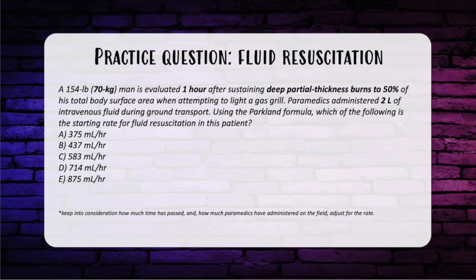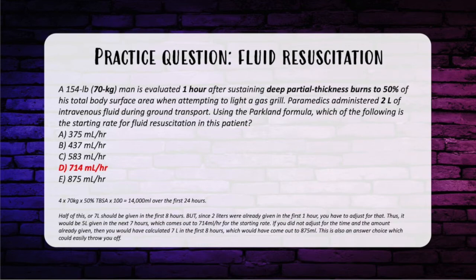So you're going to start with your Parkland formula. So that's 4 times 70, that's how much he weighs, times 50, which is his total body surface area percent, times 100. You calculate that, you get 14,000 milliliters over the first 24 hours. Now you give half of that in the first 8 hours. So that's 7 liters should be given in the first 8 hours. But 2 liters were already given in the field and 1 hour has elapsed. So you should adjust for that. That would mean that you give 5 liters given over 7 hours, which comes out to a rate of 714 milliliters per hour as the starting rate.